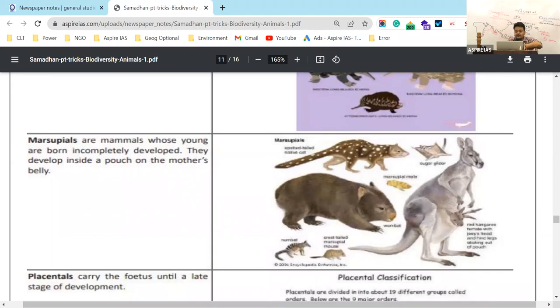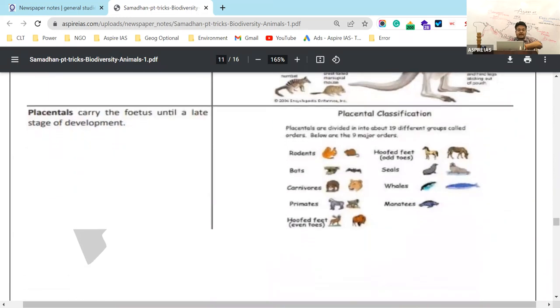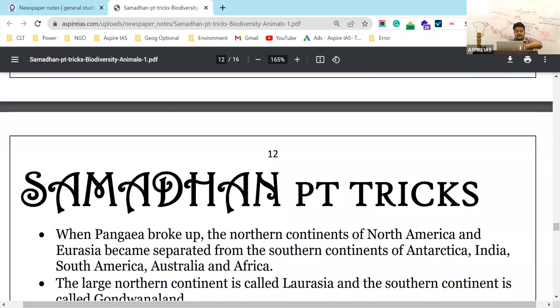That is, marsupials are wallaby, kangaroo, koala bear, wombat, all these are coming under marsupials. Then placentals, ye bhi aa jayenge, carry the fetus until a late stage of development. So late stage of development tak ye fetus apne sath carry karte hain. Iske andar bahut sare log aate hain. Rodents, bats, carnivores, primates, hoofed animals, all these are coming under this category.